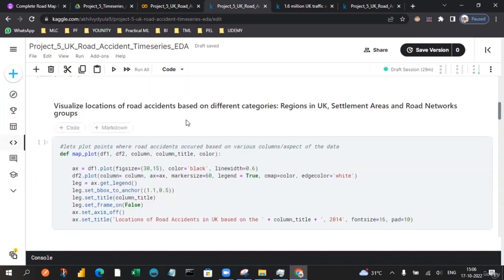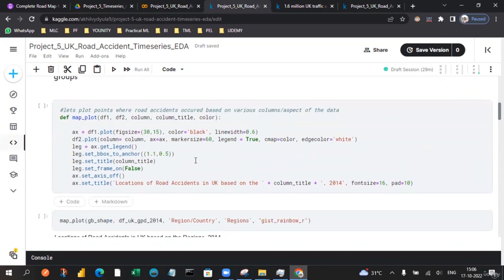So let's visualize some of the road accidents based on different categories like region wise, the settlement areas, or the road network groups. Let's plot the data frame so that we are able to see how many records are shown in the particular areas. I'm using some definitions for plotting and mapping so that we will eventually see how many road accidents occurred based on the various features.